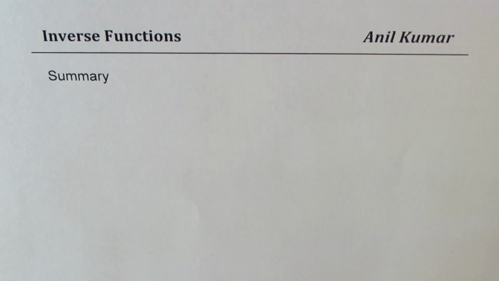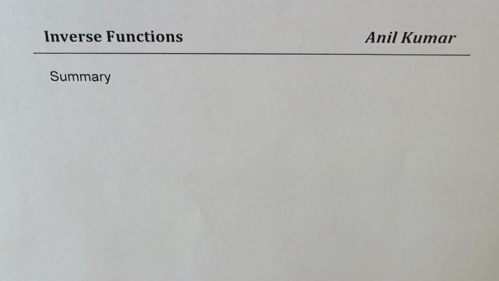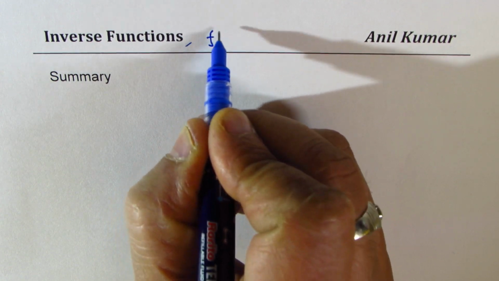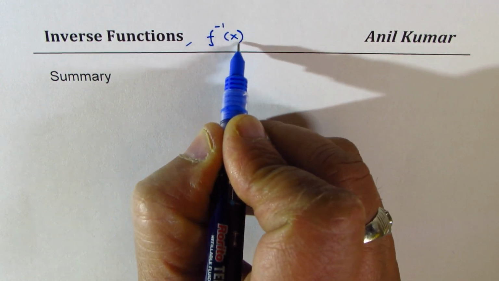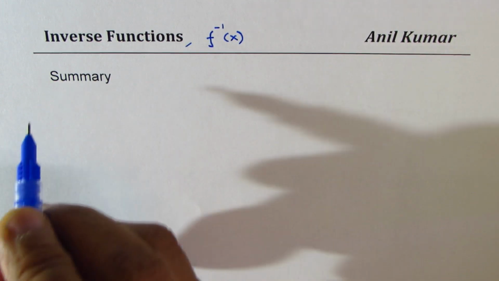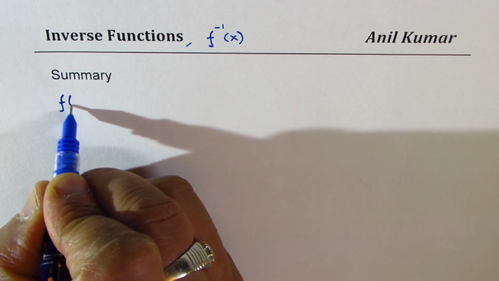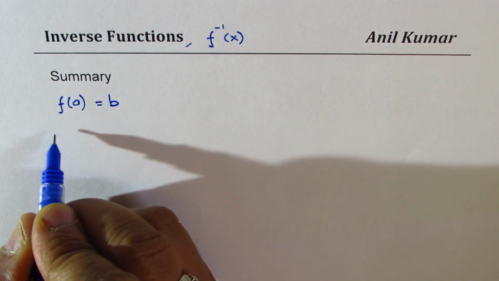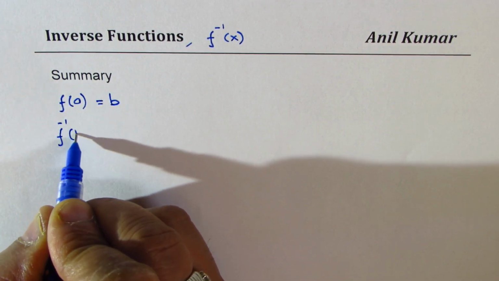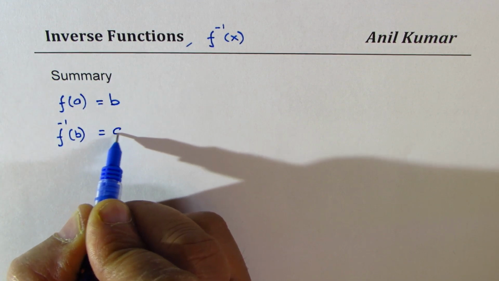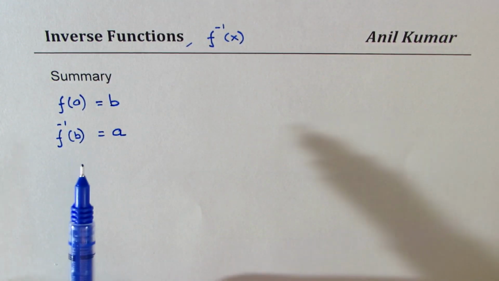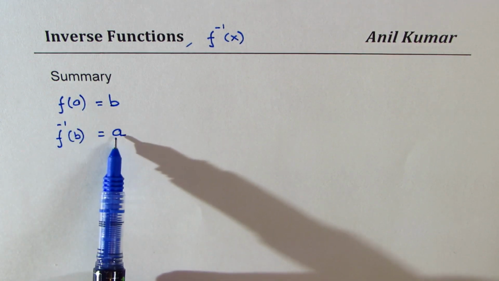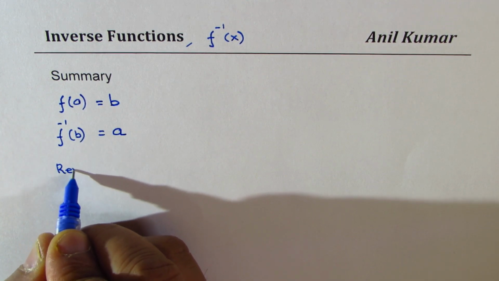I hope the basic concept is clear. Now let me summarize a few concepts which you have learned in this video. One is we are trying to find the inverse of a function which is normally written as f inverse x, right? So what we have learned here is that if the value of a function at a is b, in that case inverse means that the value at b is equal to a. That is what it means, right? So if f of a is b, then f inverse of b is a. So basically it is a reverse operation.